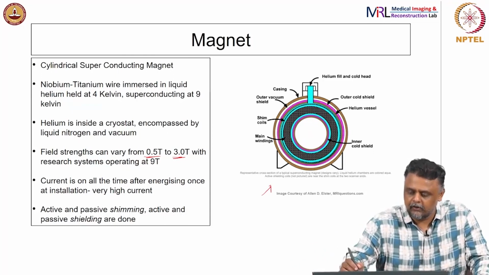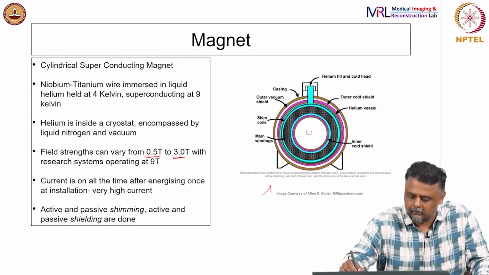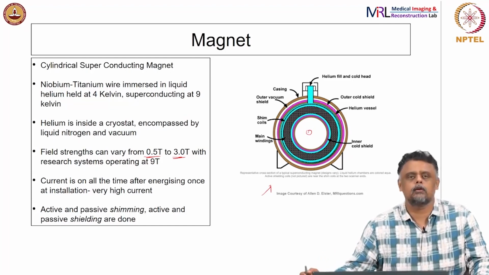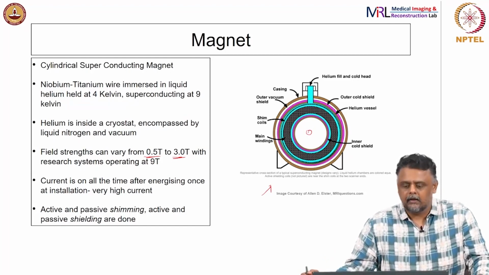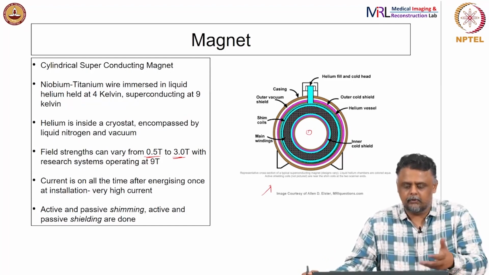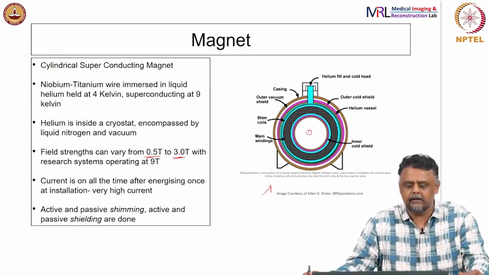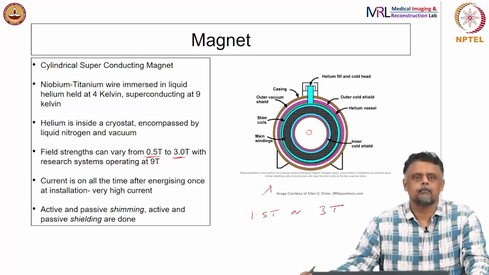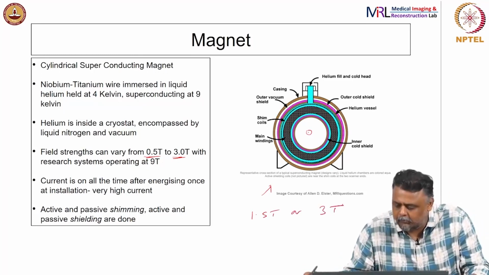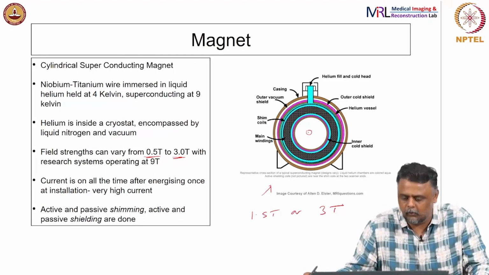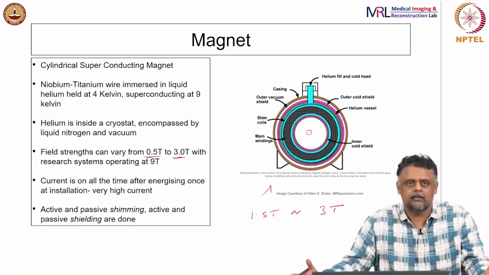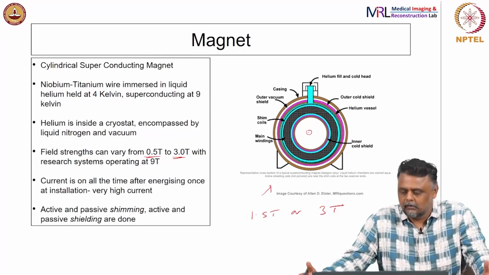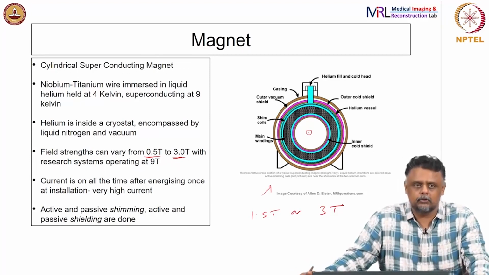The static magnetic field will point along the axis of the core of the magnet, and it is typically, like I said, between 0.5 and 3 Tesla. Modern clinical magnets are either 1.5 Tesla or 3 Tesla. I am not sure where these numbers come from, but I guess these are what are possible given the constraints of size, etc. But 9 Tesla magnets also exist.